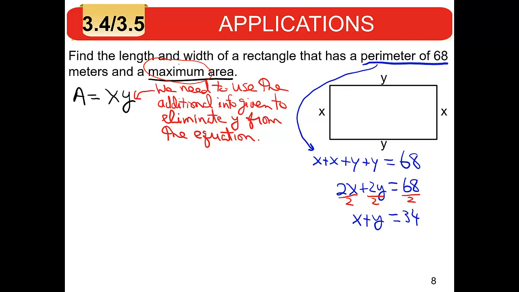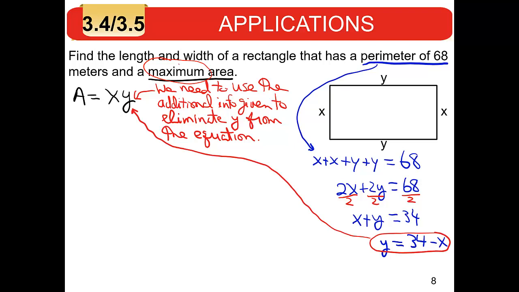At this point, don't get lost in the weeds. What am I trying to do? I'm trying to figure out what y is in terms of x so I can go back to the original equation and get rid of the y. So I subtract an x from both sides, and lo and behold, I've done what I set out to do. I found out what y is in terms of x. But why did I do that? I did it so I could go back to the original equation and get rid of the y.